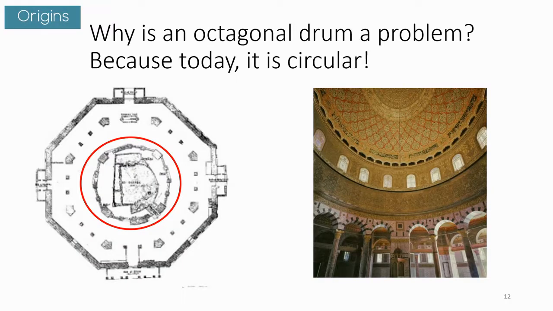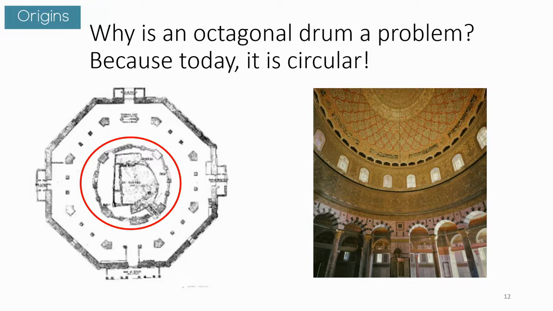So when we speak about the fact that there was an octagonal drum and that there's a circular one today, why is this a problem? Well, you can see here the bird's eye view is what it looks like today. As you can see, it's circular. There's a picture on the right. You can clearly see the circular nature of it.